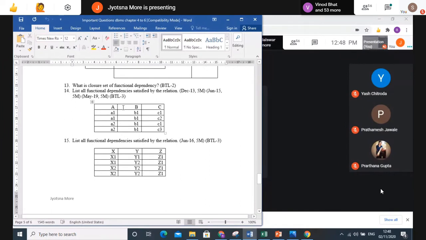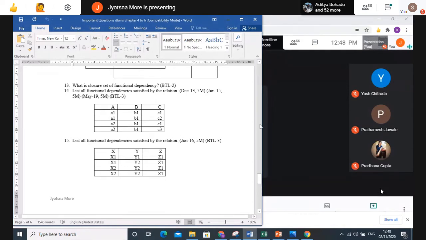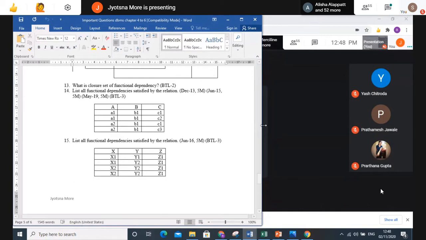What is asked in the question? List all functional dependencies satisfied by the relation. Here itself in this question, we will go ahead with the trivial and non-trivial functional dependencies. Why? Because sometimes in exams they ask you to list all the trivial functional dependencies. So you should know what a trivial functional dependency is, right? So here it says in terms of trivial and non-trivial.